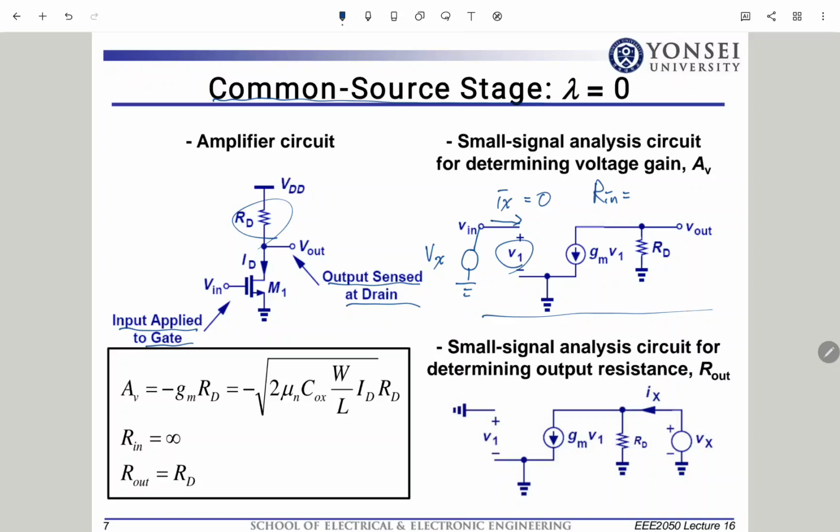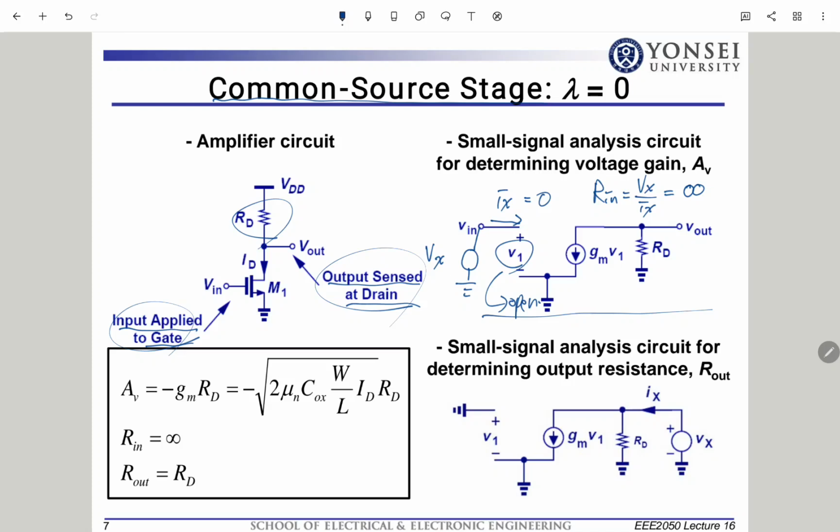Infinite. So R_in is Vx over Ix. Since Ix is equal to 0, this gives us infinite, right? So here is an open circuit. Input and output are sharing the source. That's why we say common source stage.